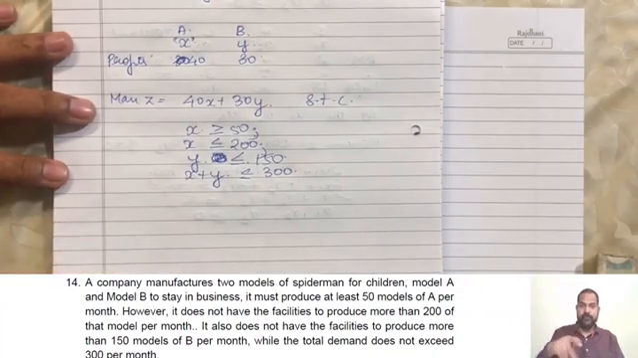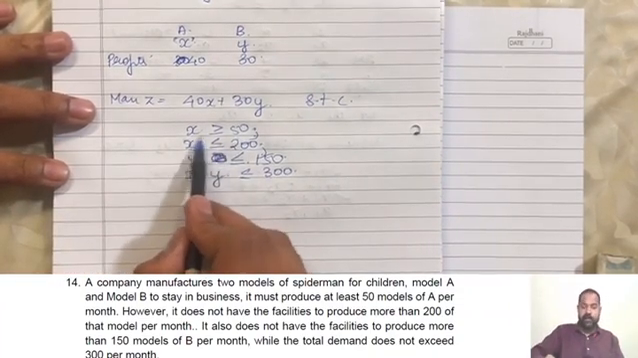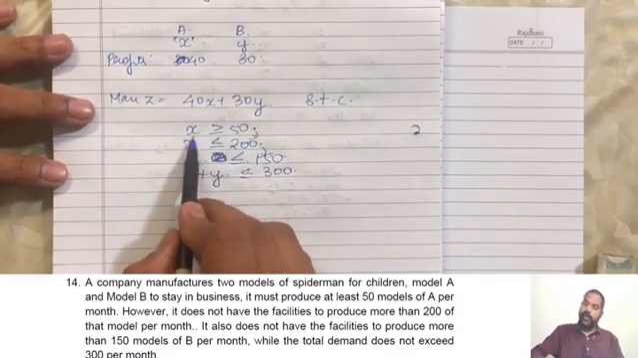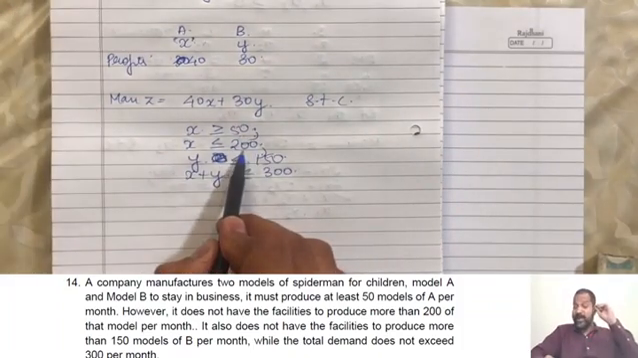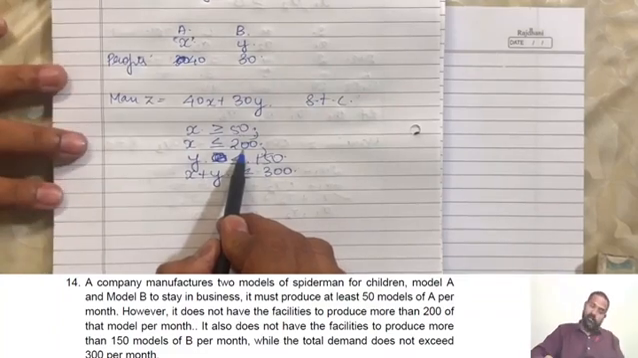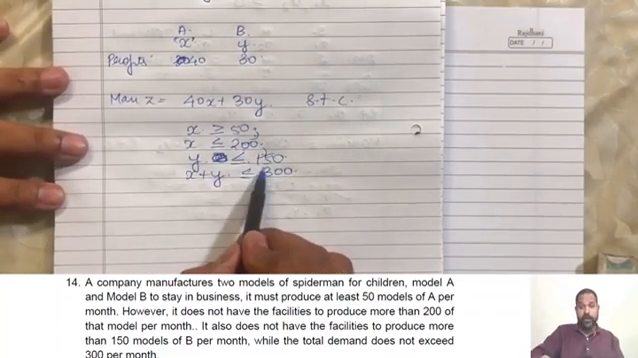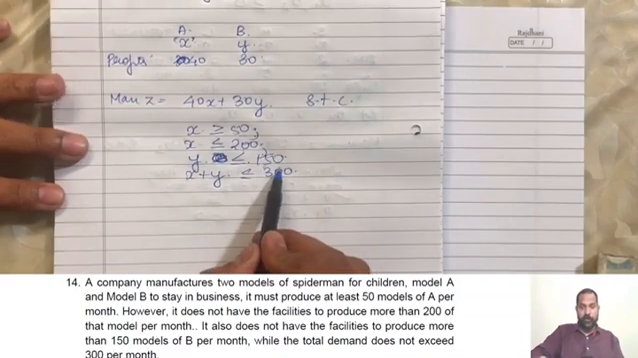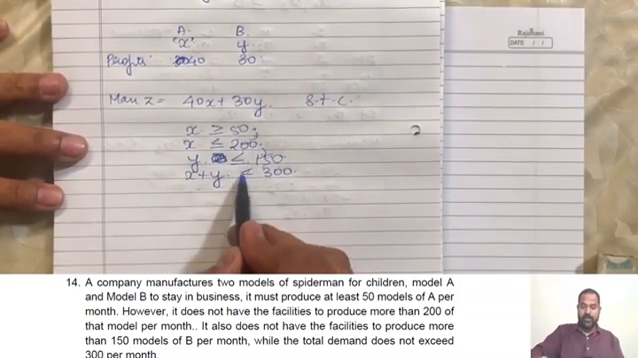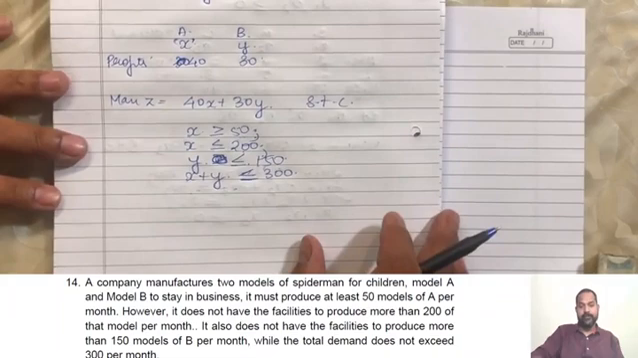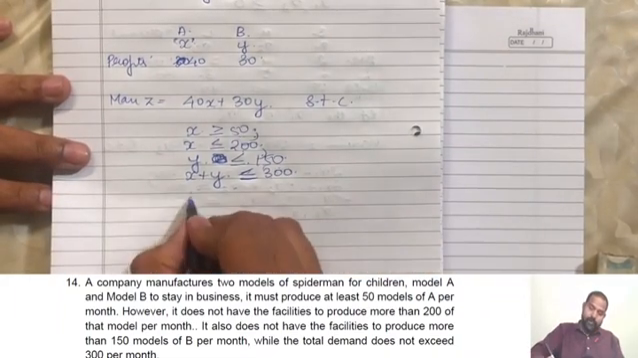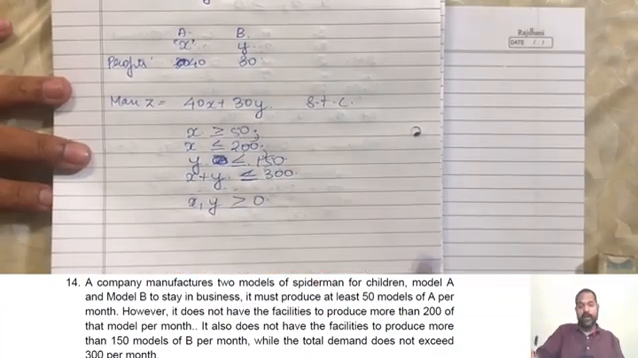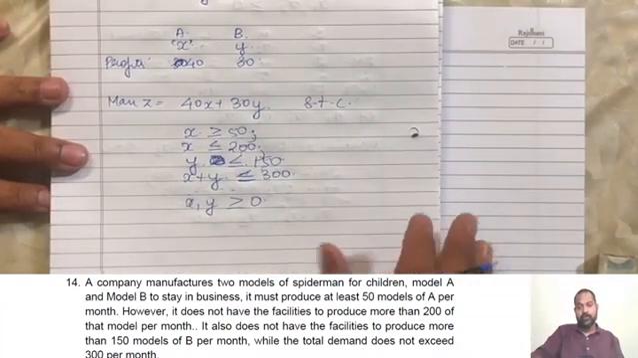From the top once again, it must produce at least 50 units of A. So X should be greater than or equal to 50. But it does not have the resource to produce more than 200, which means X should be less than or equal to 200. It also does not have the resource to produce more than 150 of B, which means Y should be less than or equal to 150. And X plus Y should be less than or equal to 300, where X and Y are always greater than or equal to 0.